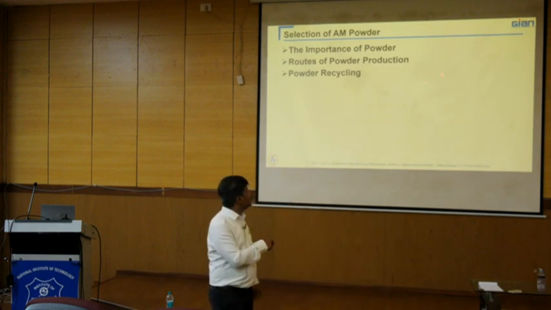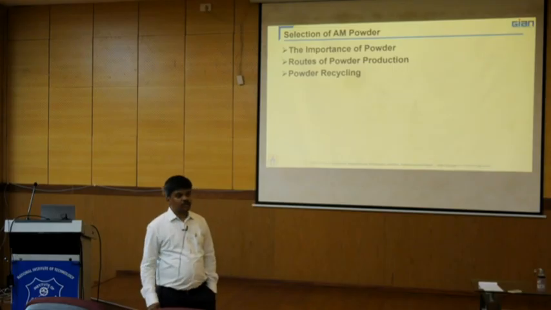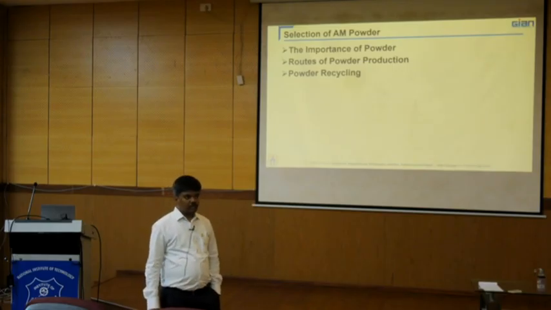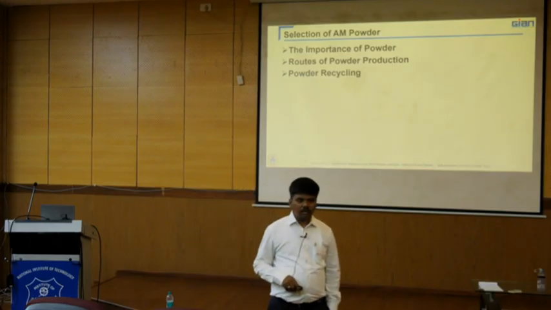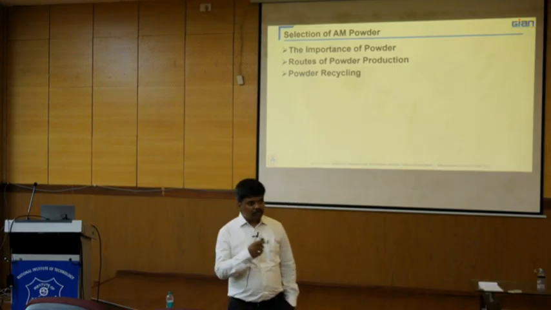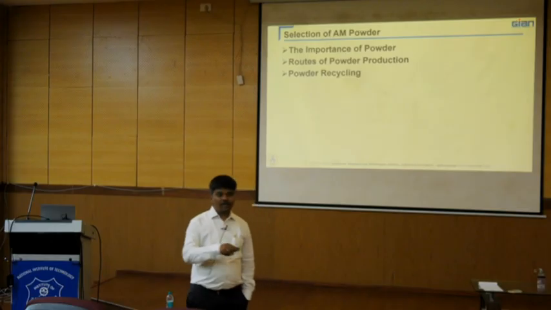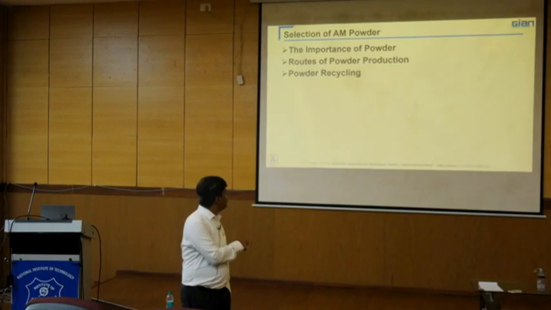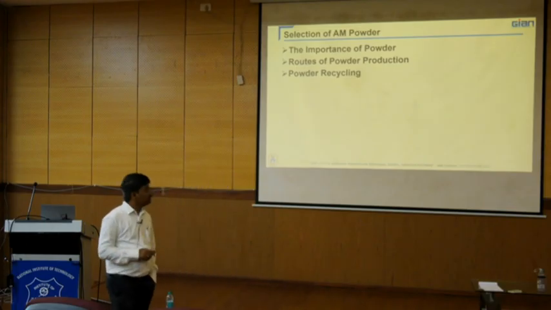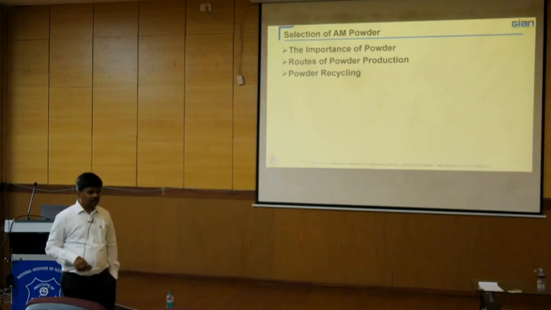And then we need to understand the routes of this powder production, how it is manufactured. Is it manufactured directly from the ore, or from the ingots, or from the reused powders, or maybe from scrap? That is what we need to see, the routes of powder production and then powder recycling.